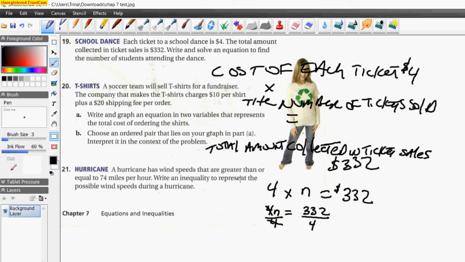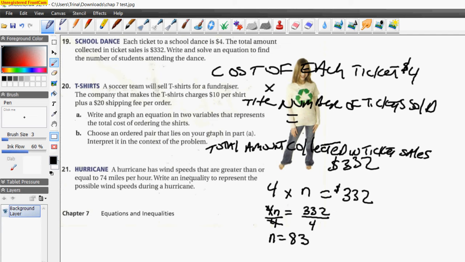Okay? So now we are just going to divide 332 by 4. And what is your answer? When you all do it, you got it. It is 83. And that's how we come up with that answer.